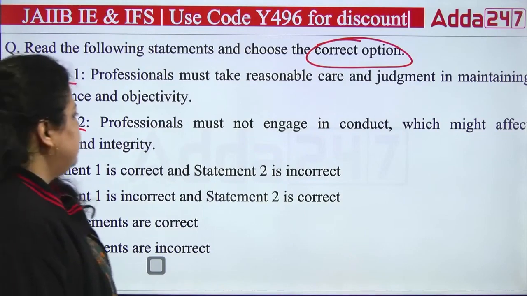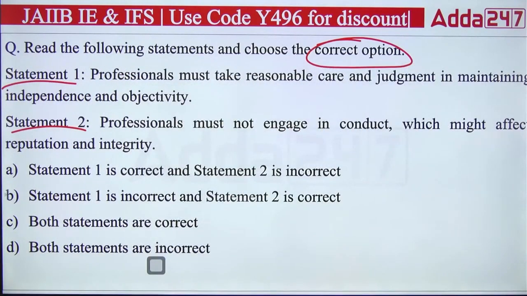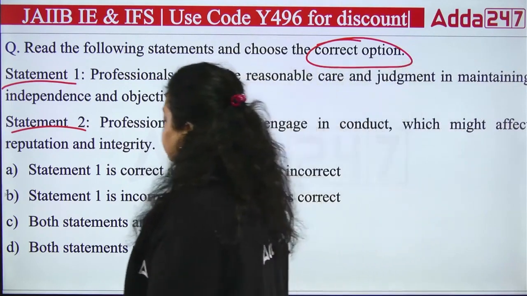First is saying professional must take reasonable care and judgment in maintaining the independence and objectivity. Second is saying professional must not engage in conduct which might affect the reputation and integrity of them. So A, B, C or D, which of the following is correct? And actually both the statements are correct in context to the professionals. Okay, so right answer will be your C option.